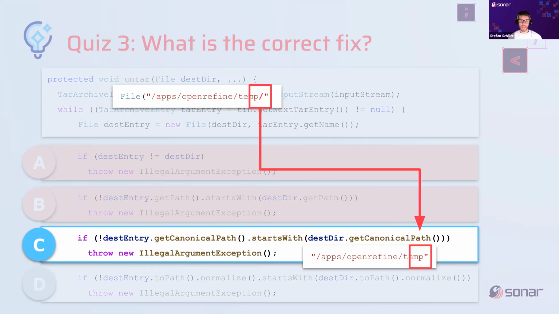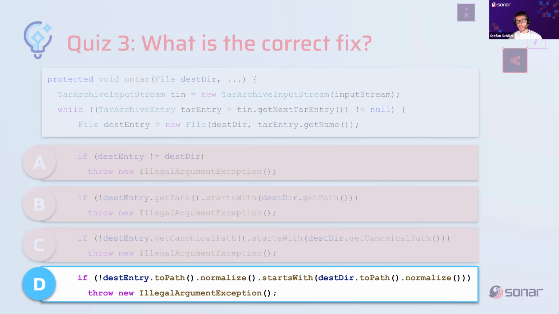No, not at all. The getPath and getCanonicalPath methods implicitly strip trailing slashes. Thus, this change does not affect the string representation of the destination directory and makes this still vulnerable to a partial path traversal attack. The only answer left is answer D.